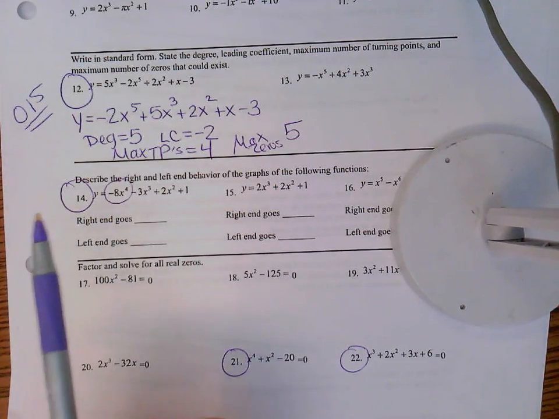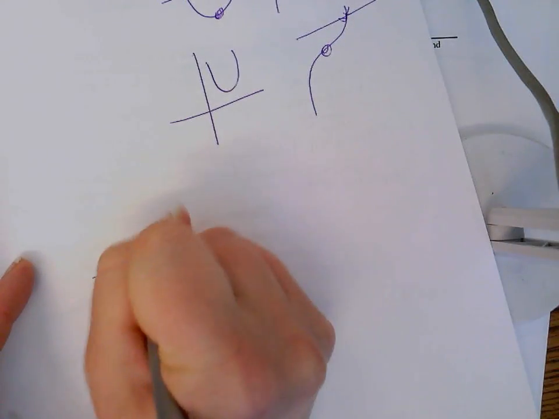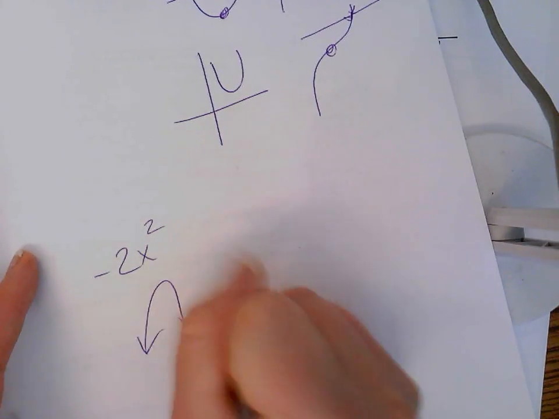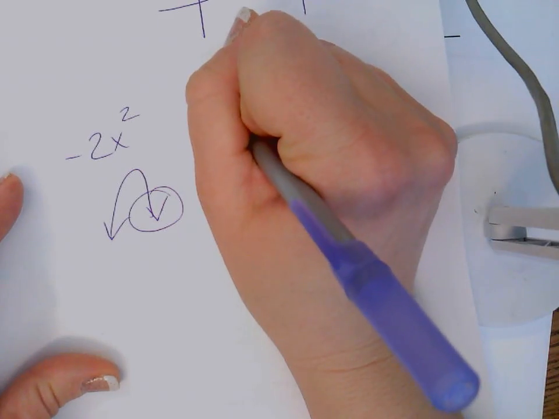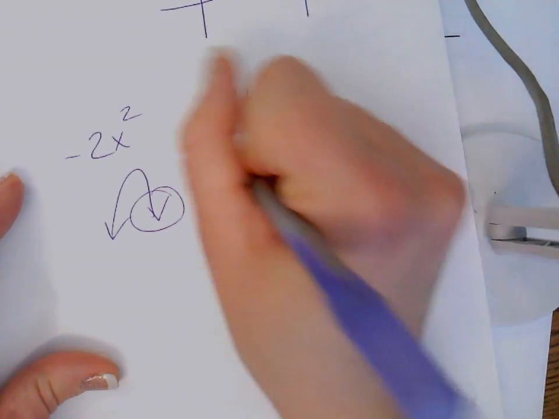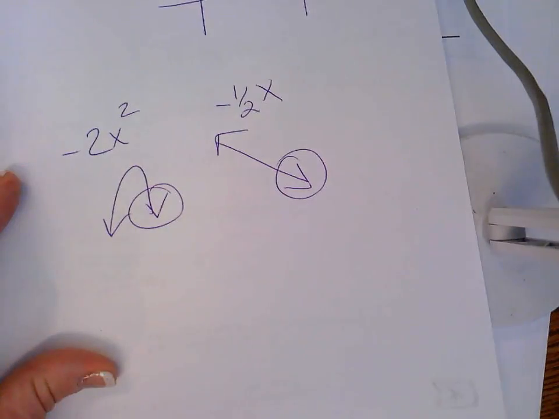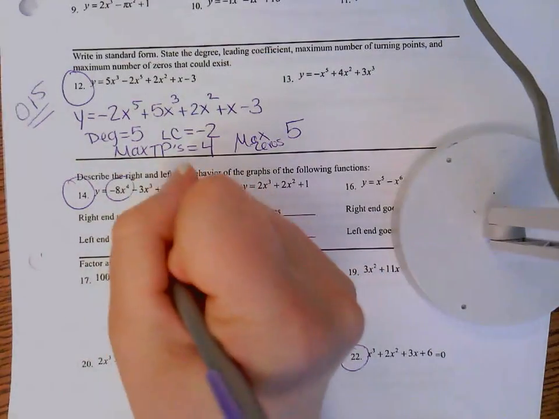Just like if you had -2x squared, right? The right end is going down on the graph. If you had the linear function -1/2 x, right? The right end is going down on the graph. So this is going down.